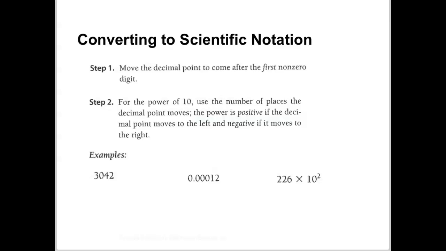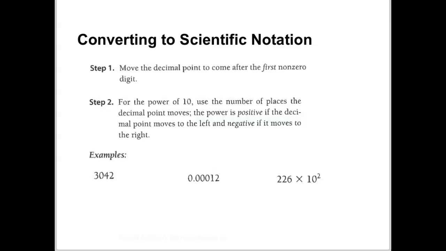And the intuitive idea for me is if you're writing a very big number in scientific notation, you should have a positive exponent. If you're writing a very small number, meaning close to zero, in scientific notation, you should have a negative exponent. So I'll give three examples here.